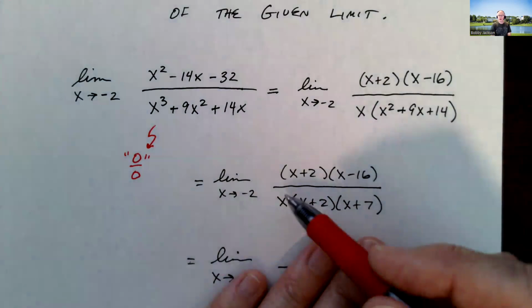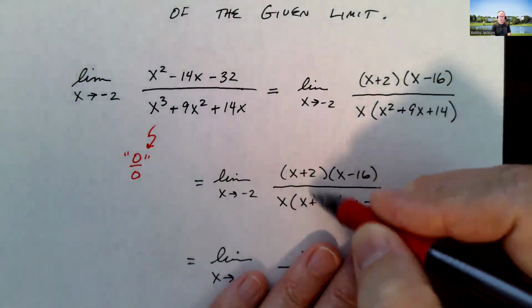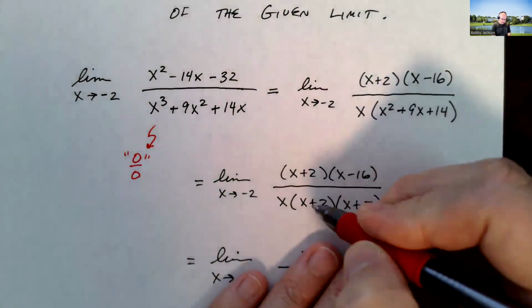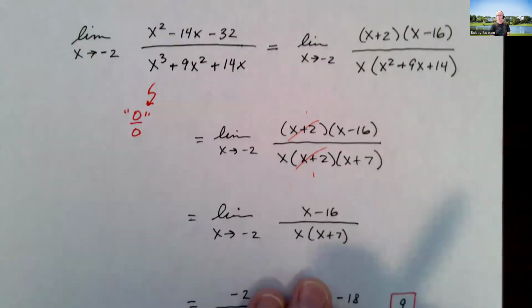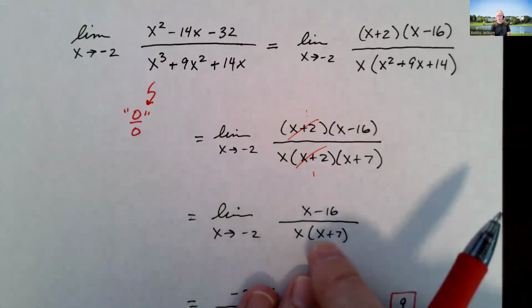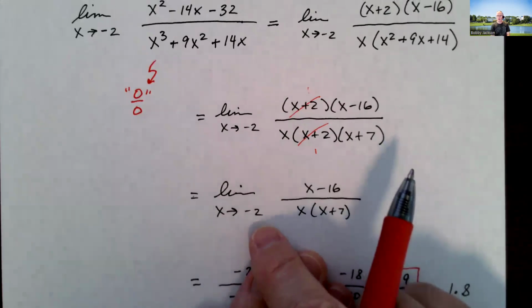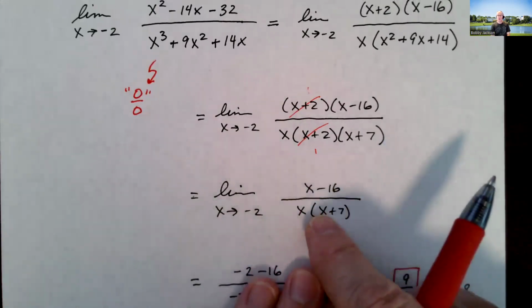Once we do that, notice I have a common factor in the numerator and denominator. These are both factors, and when we have common factors, I can pull them out. X plus 2 divided by x plus 2 is just 1. And what's left? X minus 16 divided by x times x plus 7. So now I can take the limit of this. Is this function here continuous? It turns out it is.